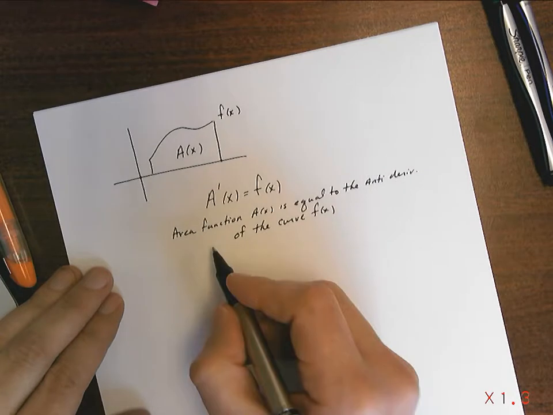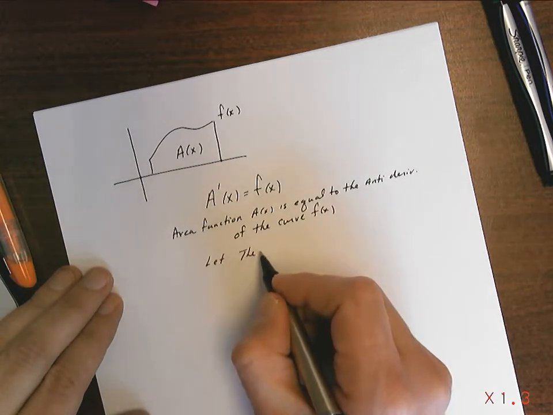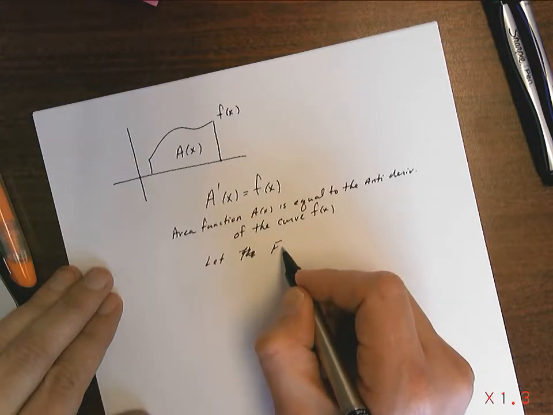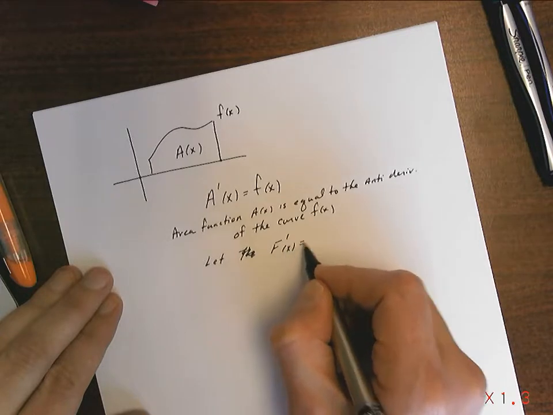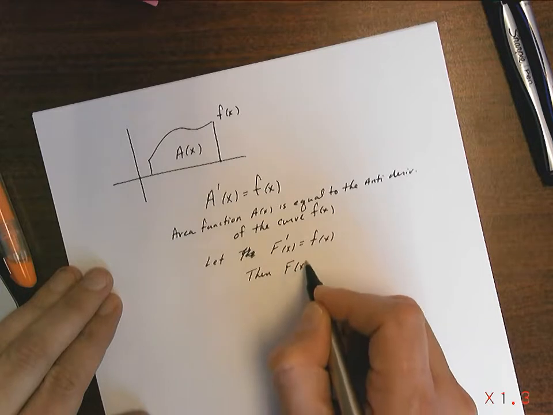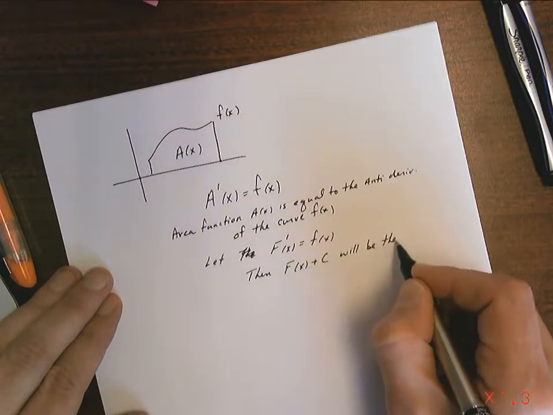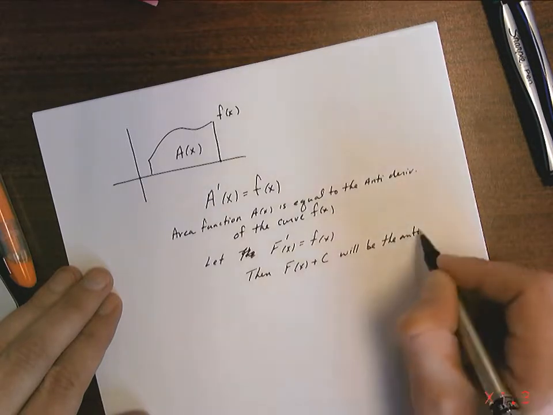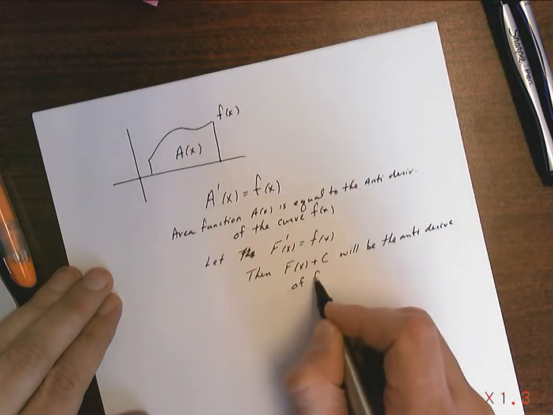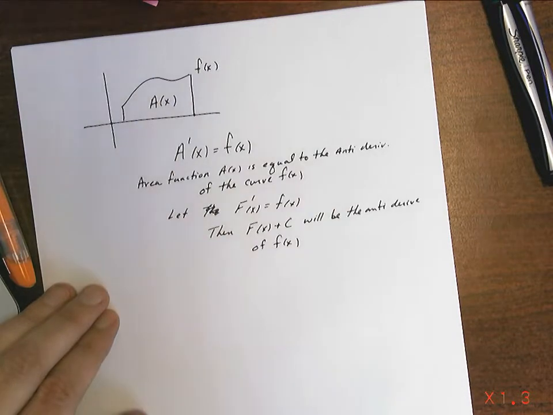Okay, so what that means is if we let the antiderivative F prime of x equal f of x, then F of x plus c will be the antiderivative of f of x. And we remember that from the work that we've done before.